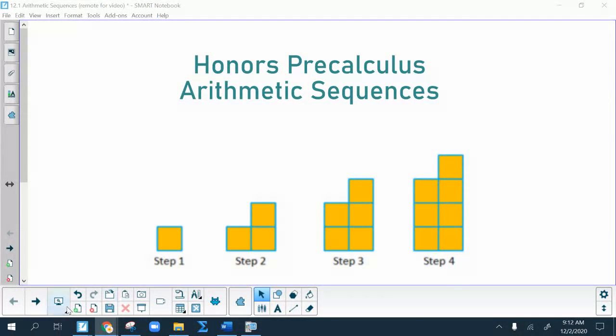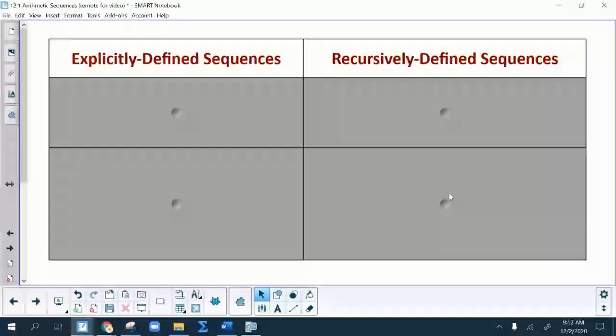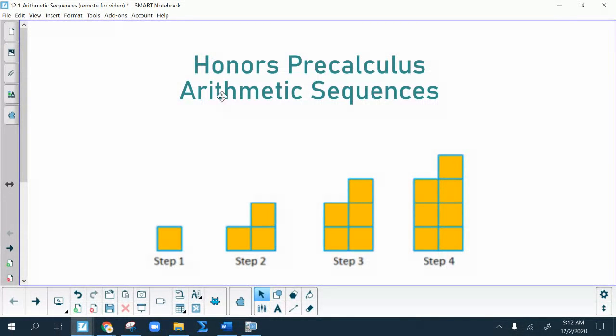If you haven't already, you should print out a formula sheet that is in the Google Sites, on the first page of the Google site. So you'll want to print that out so you can fill in the formulas that I'm going to show you here. So again, today we're focusing on, let me go back, just arithmetic sequences.